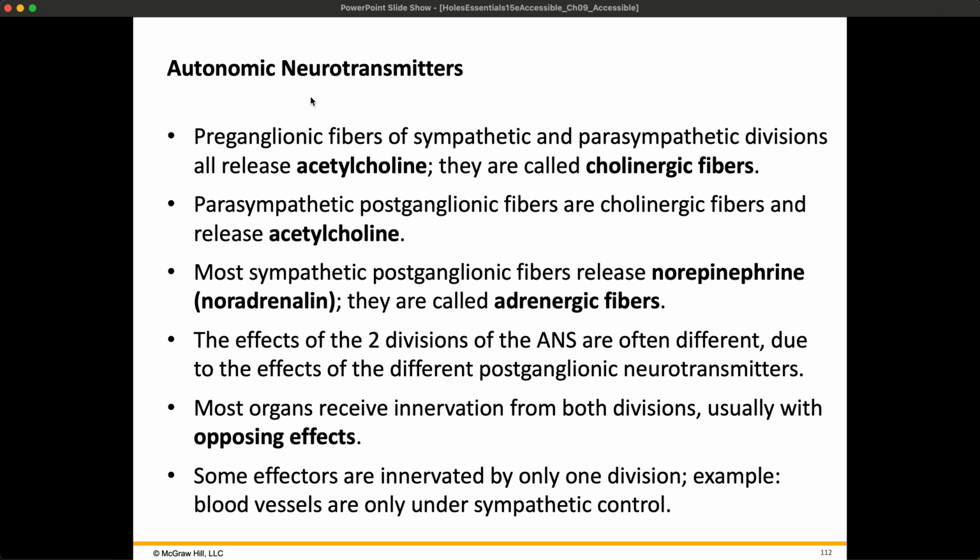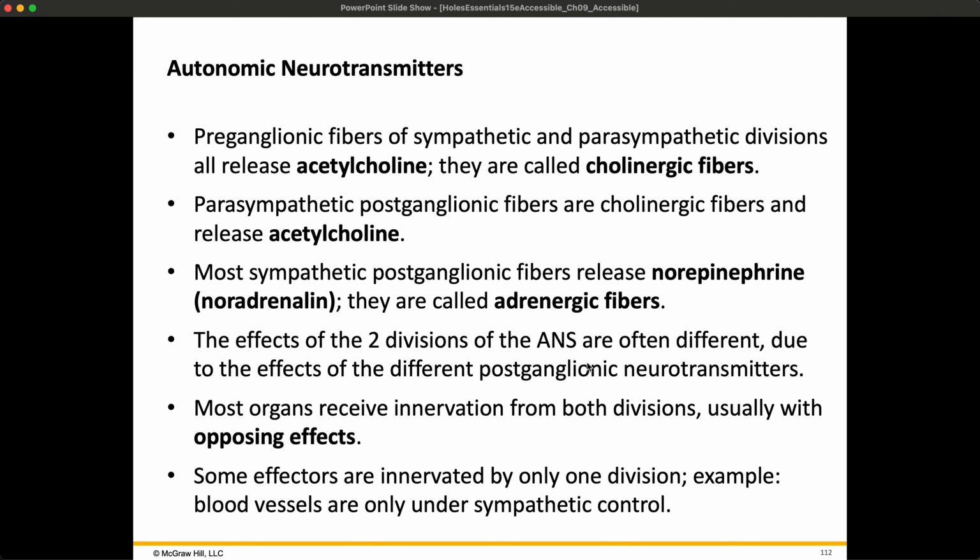So autonomic neurotransmitters, we can talk about preganglionic fibers, the sympathetic and parasympathetic divisions, all release acetylcholine. These are cholinergic fibers. Most of the postganglionic sympathetic fibers are going to release norepinephrine. These are adrenergic fibers, noradrenaline. So sympathetic is getting you ready for that fight or flight. So norepinephrine, epinephrine, adrenaline, adrenergic.